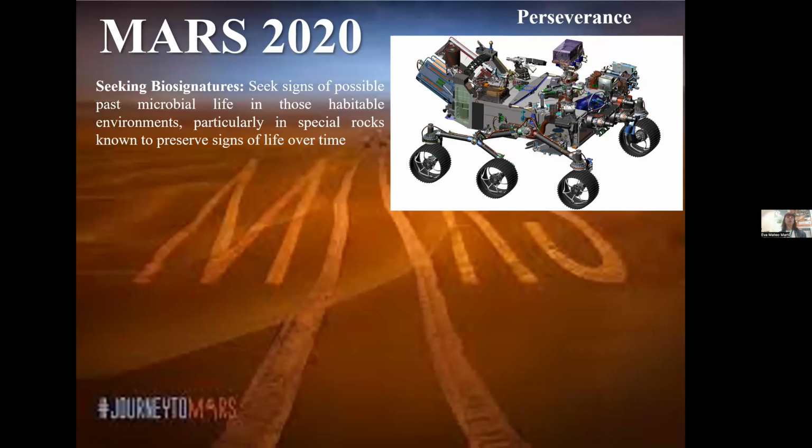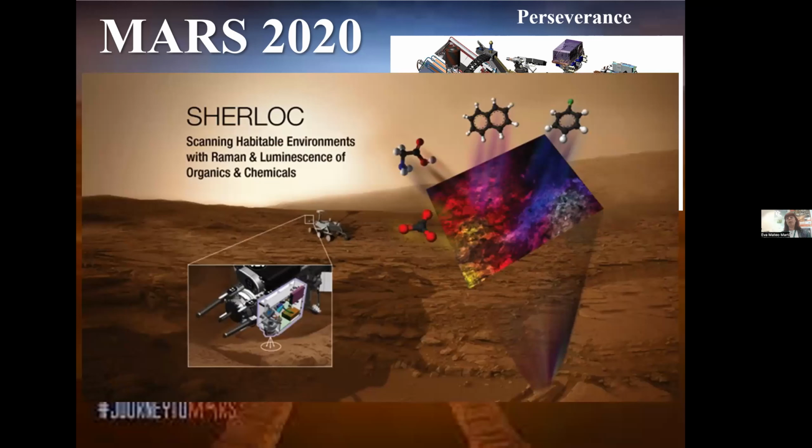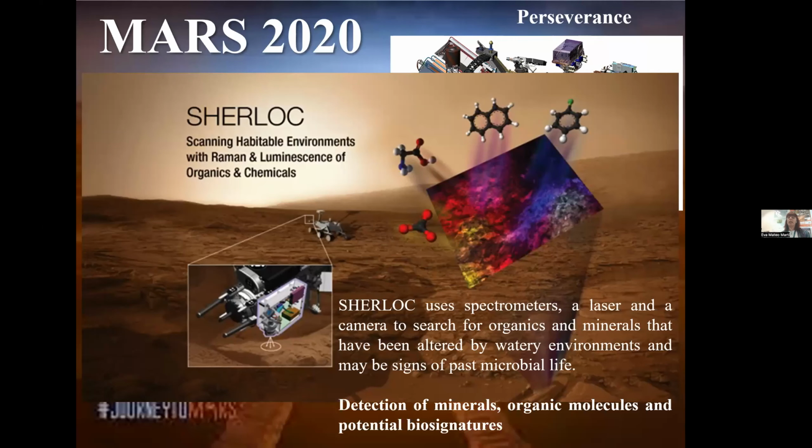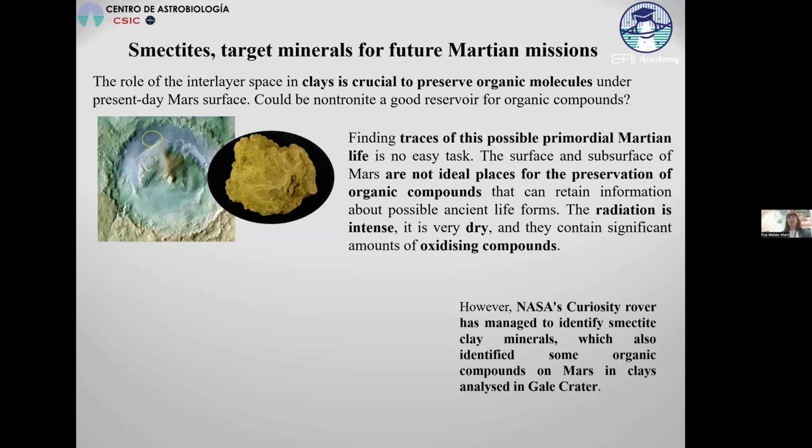If we move farther, we can think about the Perseverance rover on Mars and the Mars 2020 mission, which are searching for biosignatures of possible past microbial life and habitable environments. So it is very relevant to understand where to look for molecules and which minerals are better to preserve organic molecules. In order to understand organics and minerals and also the watery environment where we could preserve that kind of signature, we were testing smectite as a target mineral for future Martian missions. The interlayer space in clays plays a crucial role in preserving organic molecules. So we wanted to test nontronite, to see if it was a good reservoir for organic compounds.